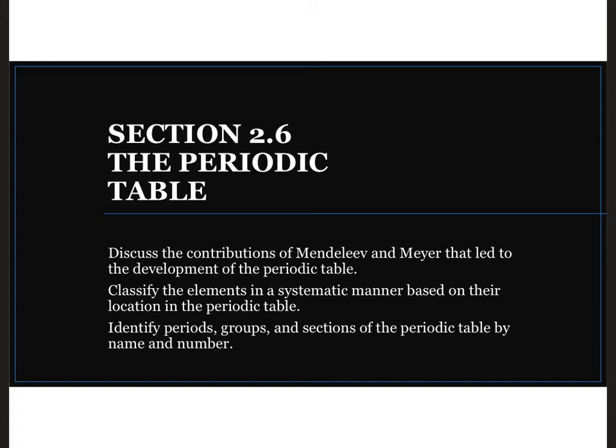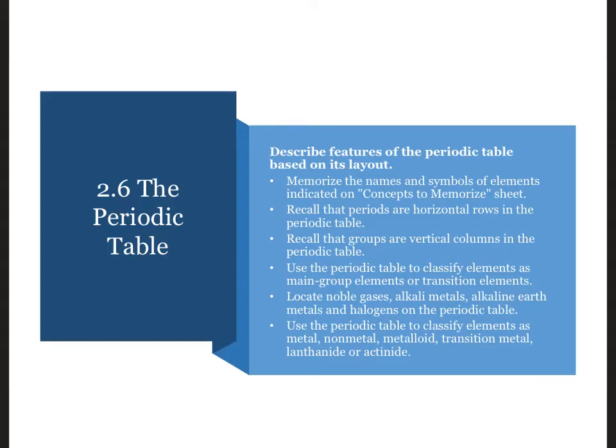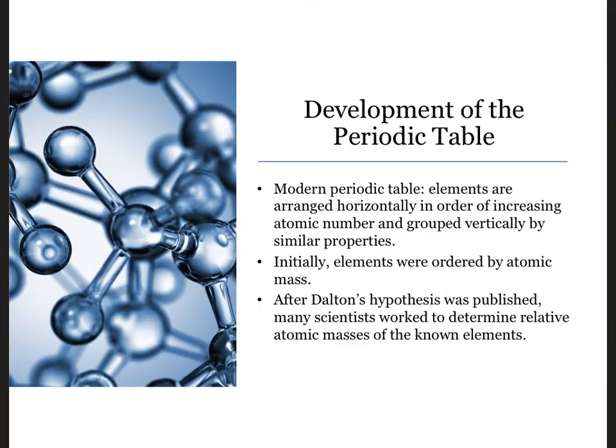Section 2.6 explores how the periodic table is arranged and the different areas are classified. If you have not already done so, you'll need to memorize the names and symbols of the elements on the Concepts to Memorize sheet found under Course Details on Canvas. Be able to recall the difference between rows and periods, and use the periodic table to classify elements in a variety of ways. Let's begin.